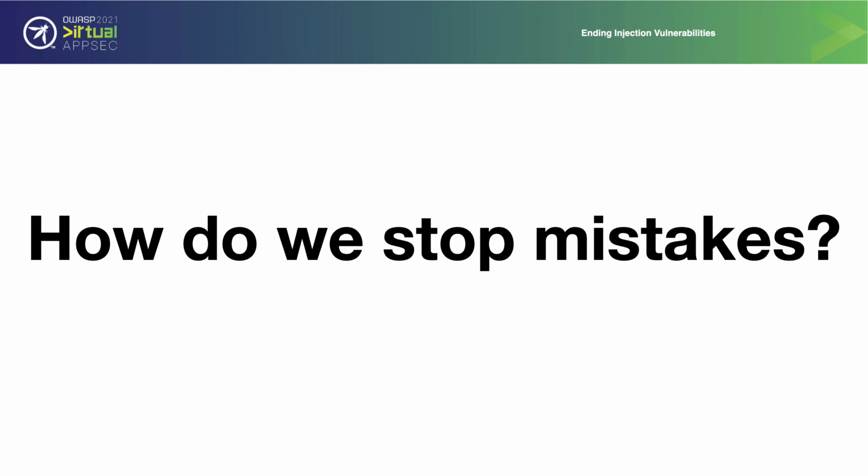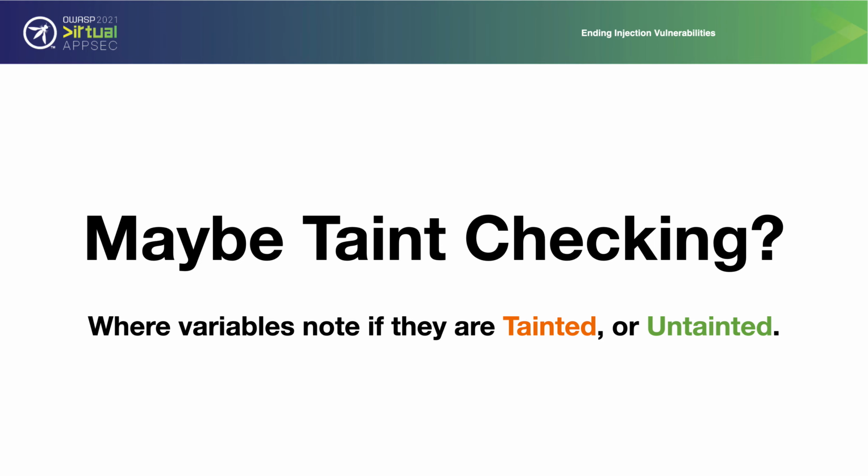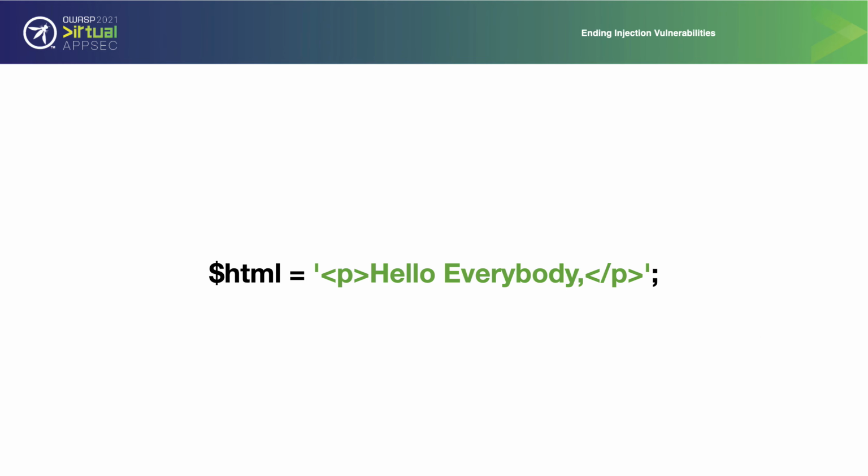So how do we stop mistakes? There's a thing called taint checking that could help here. This is where variables note if they are tainted or untainted. The simplest version of this is you have a string which is seen as untainted. It gets assigned to a variable, and in this case, the HTML variable is now marked as untainted.